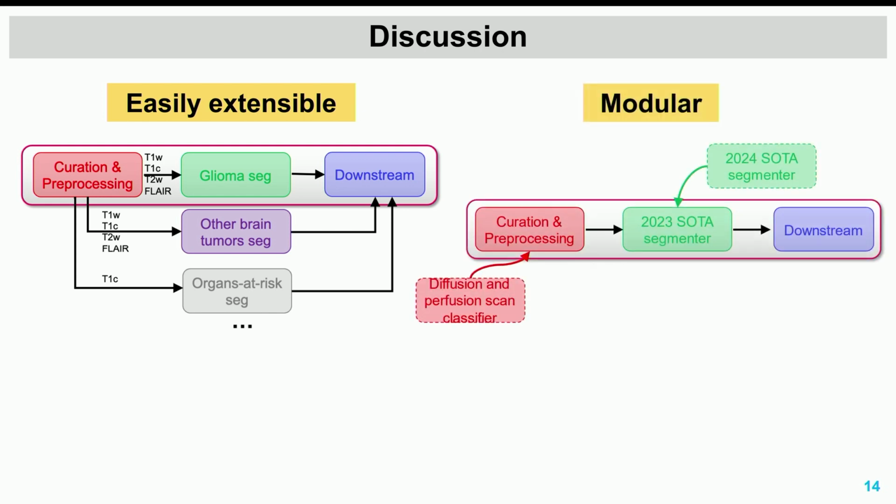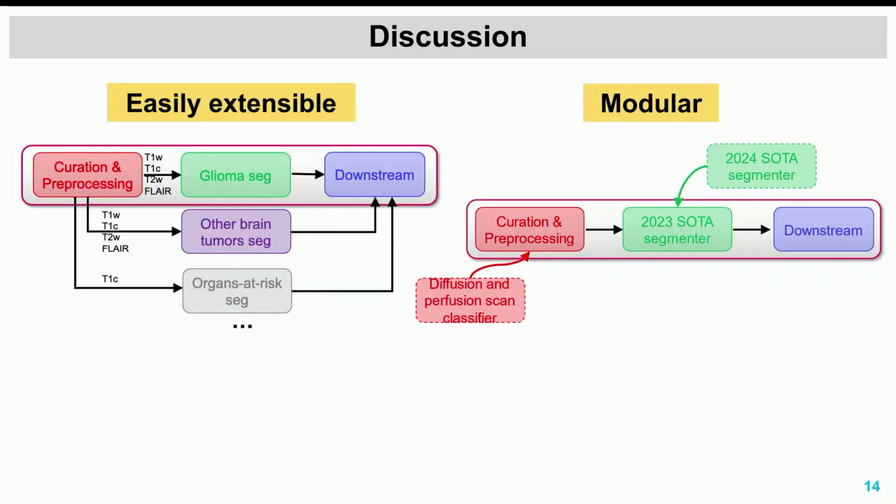The other thing is that we try to make this framework quite modular, and each step is implemented as a different block. So let's say instead of the scan type classifier that we are using, someone is interested in classifying diffusion and perfusion scans. They can simply replace the scan type classifier with a diffusion and perfusion scan classifier, as long as the input and output of the steps are similar.